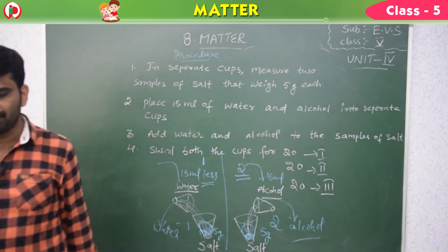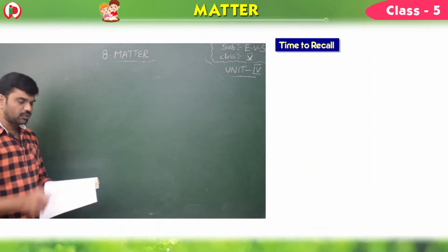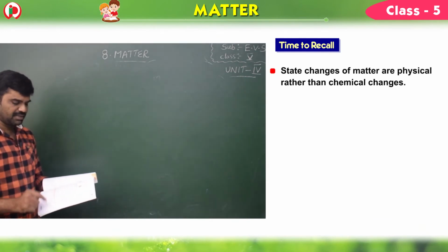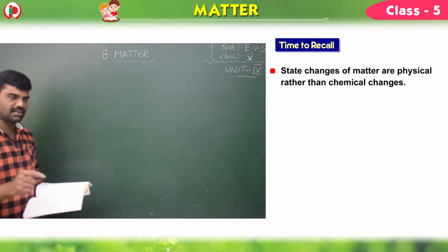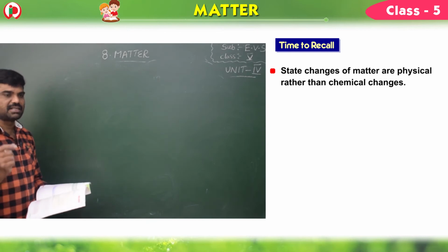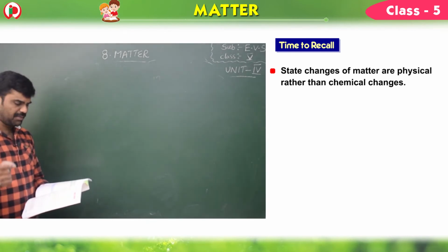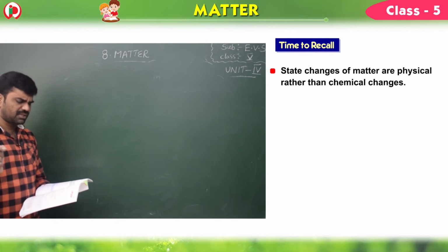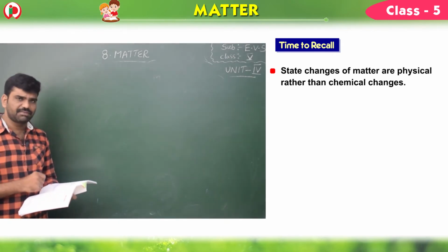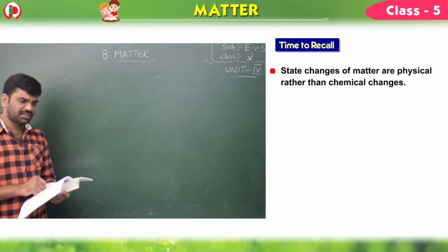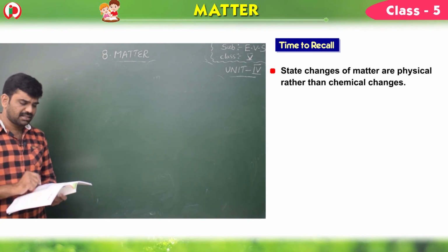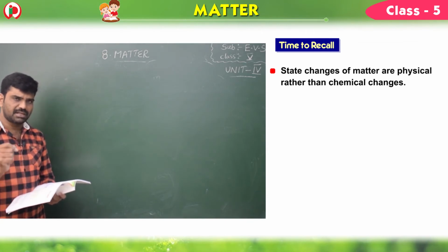Okay. Children, now it's time to recall the lesson once again. State changes of matter are physical rather than chemical. As you have already learned, physical. What are physical changes? Change in the color, change in the shape, change in the weight. All these come under physical change. Actually, matter is divided into physical classification and chemical classification. Physical classification is solids, liquids and gases. Chemical is pure substances and mixtures.